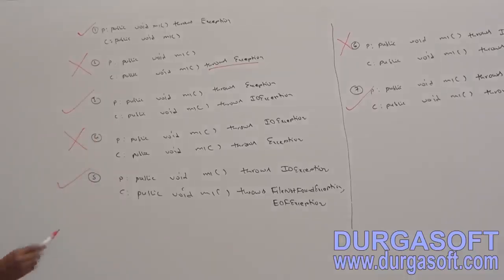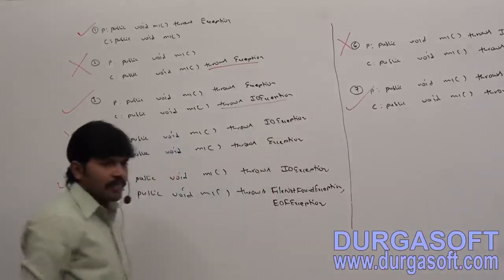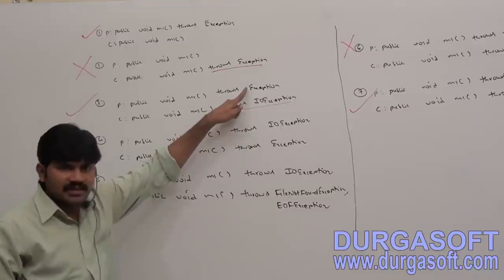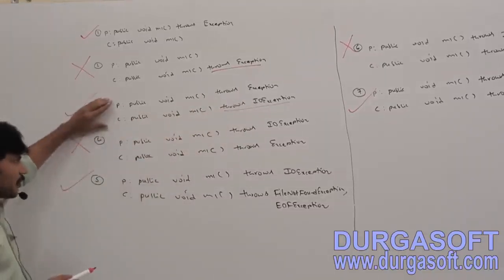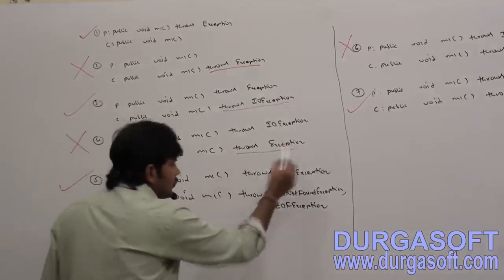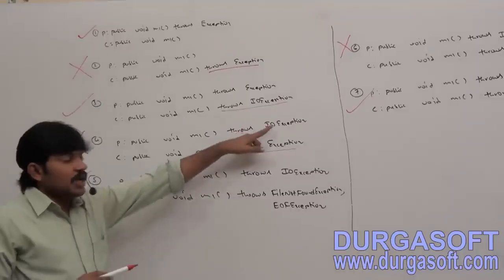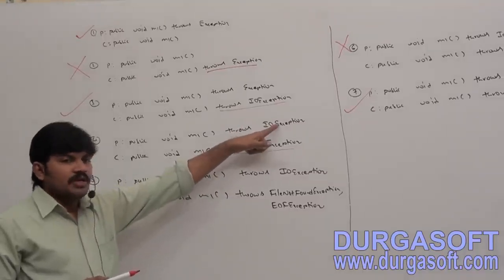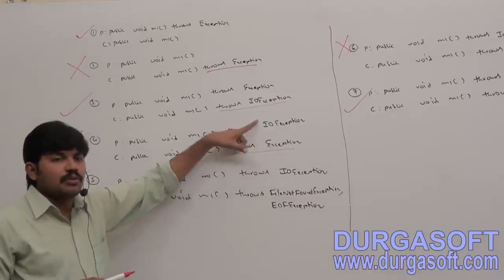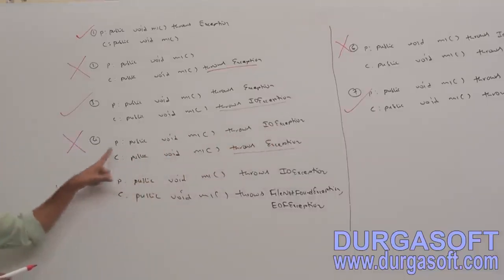Third one, have you observed? Child class method throws IOException. Parent class method throws Exception, which is the parent. Acceptable or not? Yes, no problem. Next, child class method throws Exception. Parent class method throws IOException. Sorry, it is the child. If a child class method throws any checked exception, the parent class method should throw the same or parent but not child. That's why invalid, right?